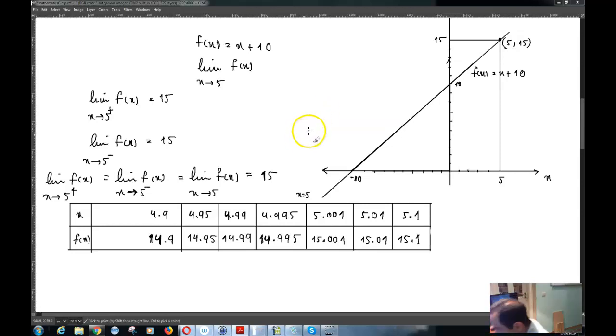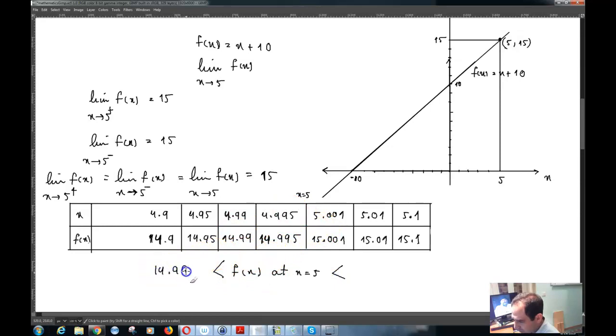So again, what's important here is that from this table, what we deduce, and deduce is the right word to use here, is that the value of f of x at x is equal to 5, I do not really know if it is really 15.